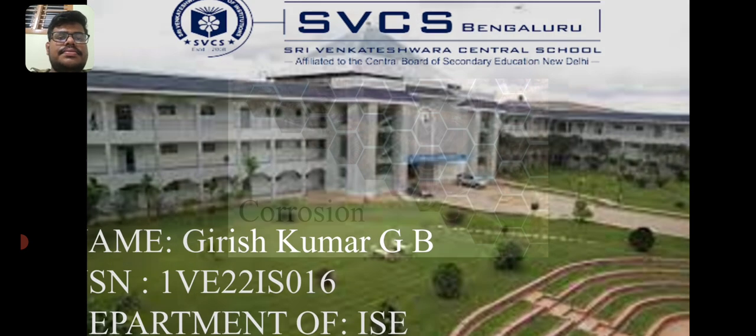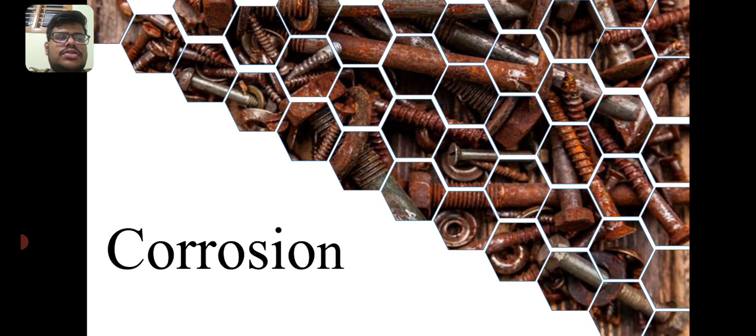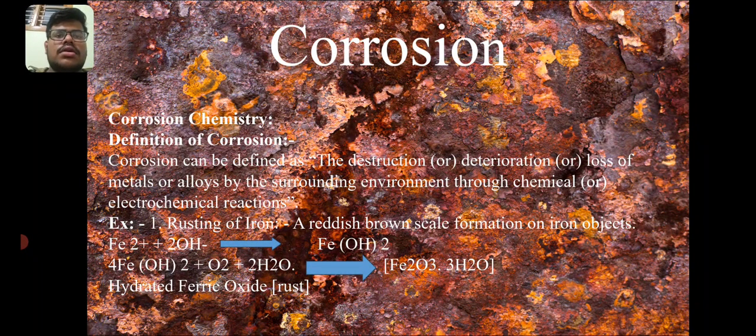My topic is corrosion. Definition of corrosion: corrosion can be defined as the destruction or deterioration or loss of metals or alloys by the surrounding environment through chemical or electrochemical reactions. Example: rusting of iron, a reddish brown scale formation on iron objects.